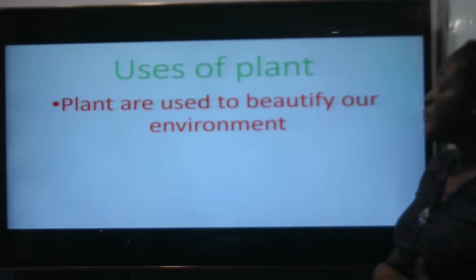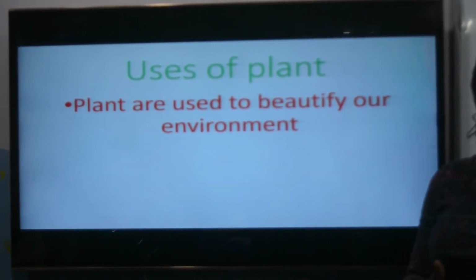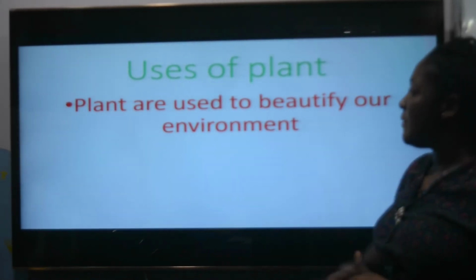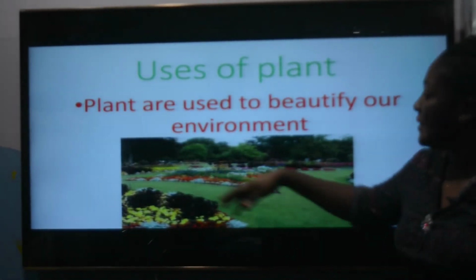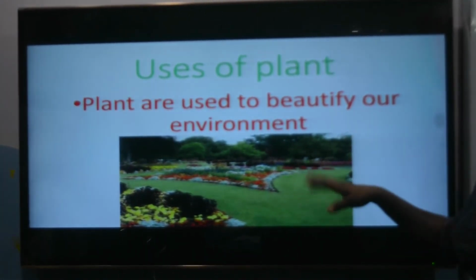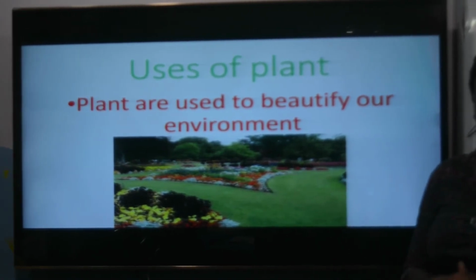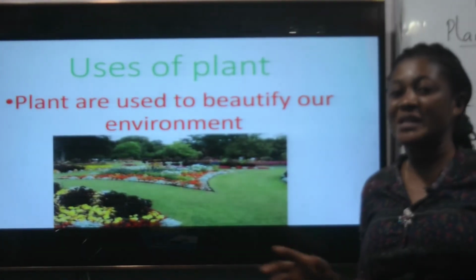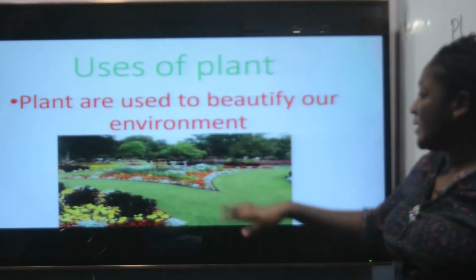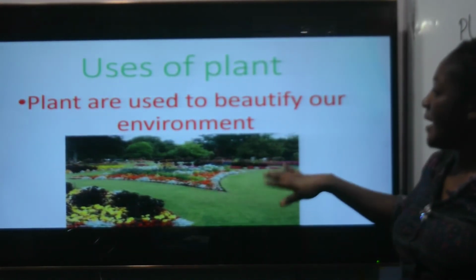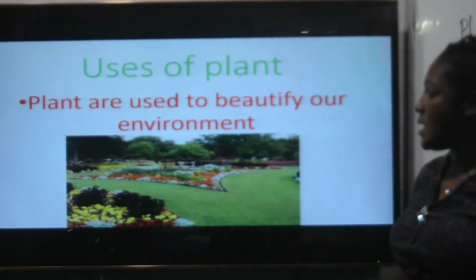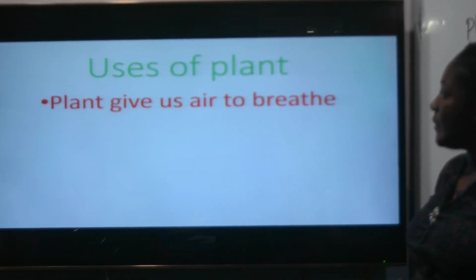Plants are used to beautify our environment. Now let's look at some of the plants. Look at this scene. You see, the plants are beautifying the environment. You can see that the scene is very beautiful. These plants are beautifying the environment for us. Let's go to the next one.